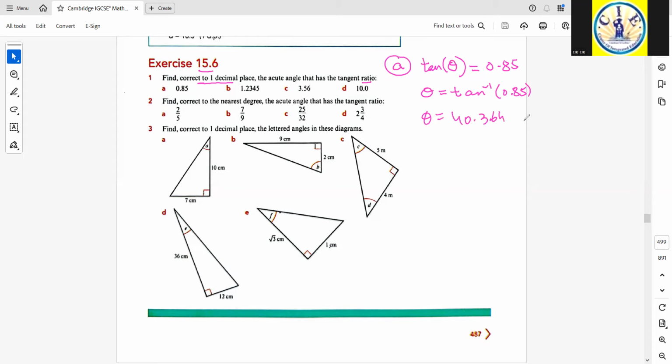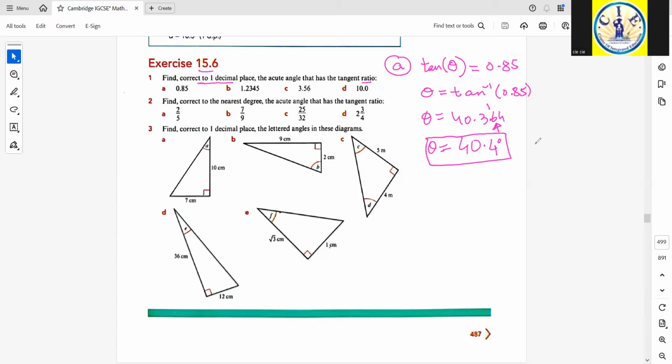40.364. And since we need to give the answer to one decimal place, because angles are normally written up to one decimal place, so 40 point, this is the second place, which is 6. That means it is greater than 5. So this 3 would be rounded off to 4. So 40.4 is the required angle.